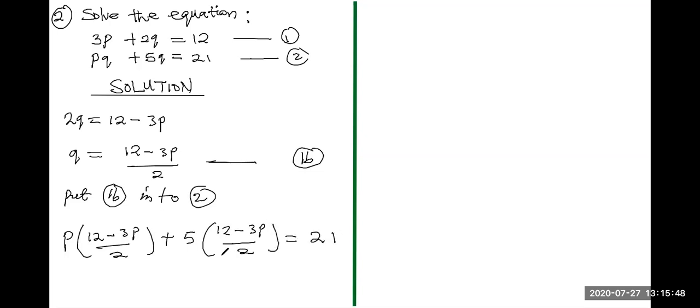equals to 21. Expanding, what do you have? We are going to have 12p minus 3p square over 2, then plus 60 minus 15p over 2 is equals to 21.